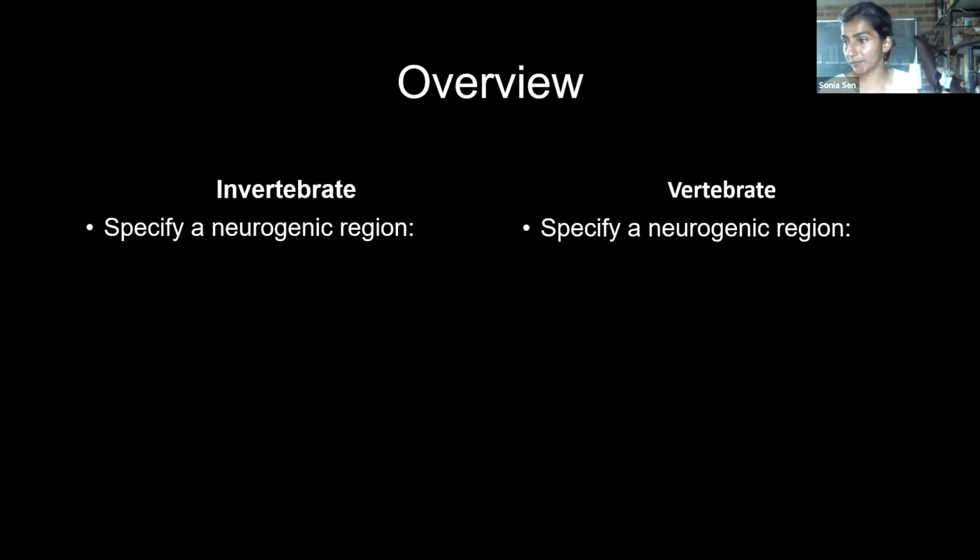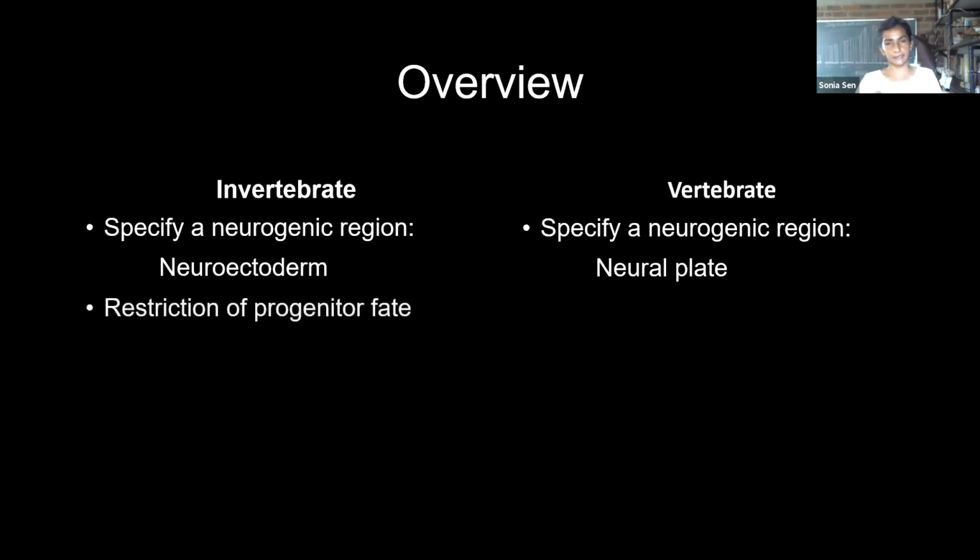You need to set aside neurogenic tissue during embryonic development. In invertebrates, this is called the neuroectoderm because the nervous system is an ectodermally derived organ. So it's the neuroectoderm in invertebrates. In vertebrates, you call it the neural plate. Same idea. You set aside tissue and give it neurogenic potential. So you will see that. We'll talk about how you do that. And then slightly different things happen in vertebrates and invertebrates.